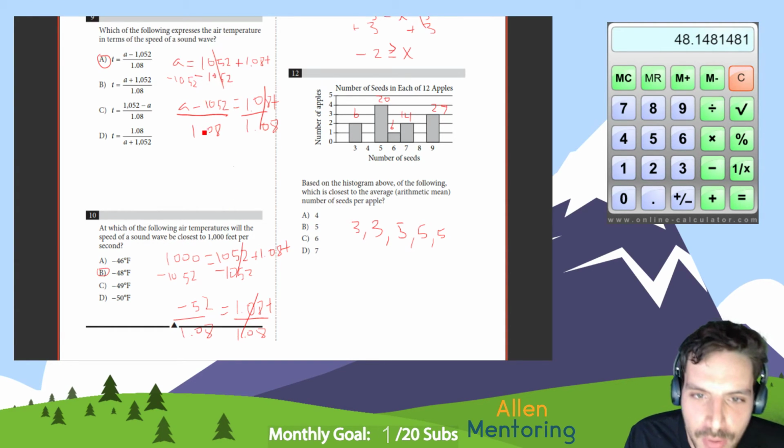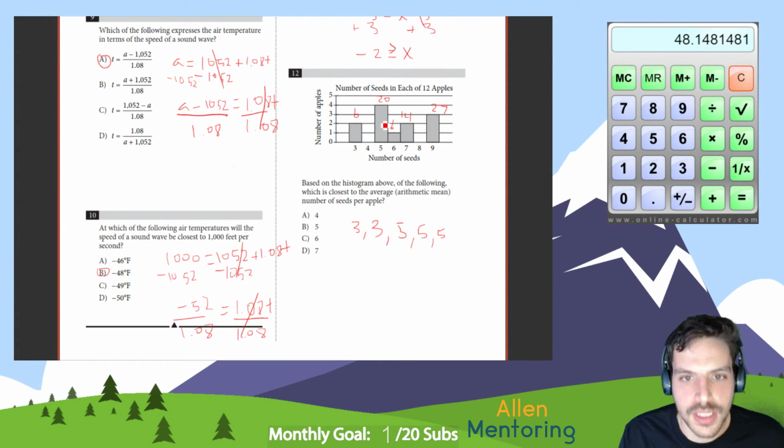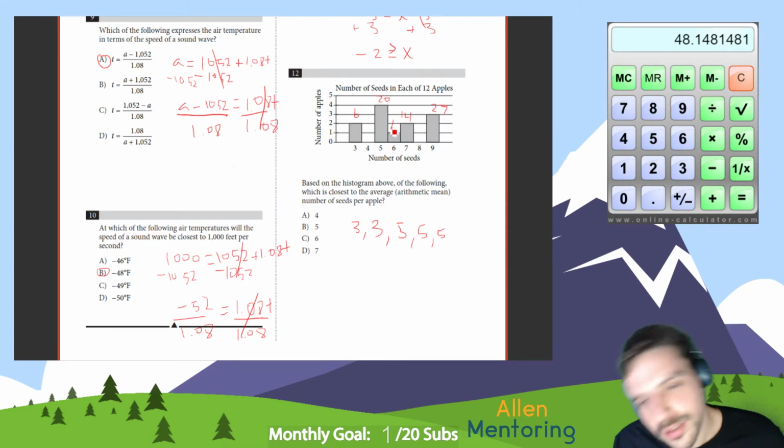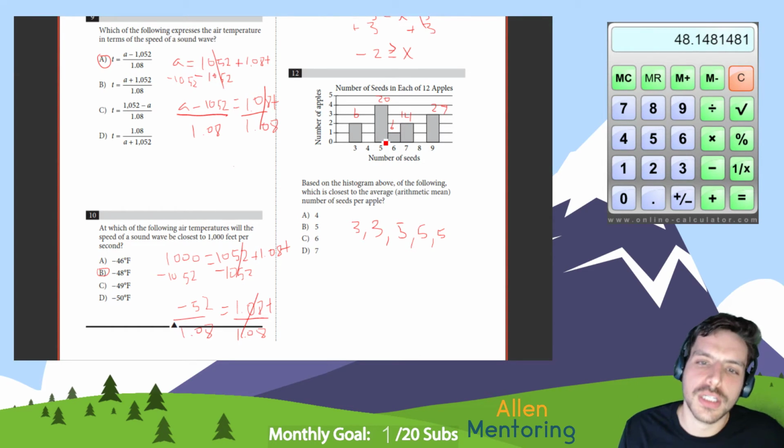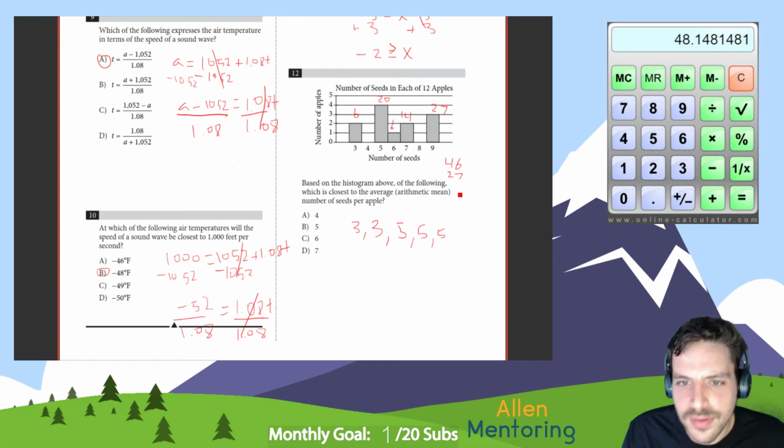So let's just add up all these numbers. So 6 plus 20 is 26, plus 6 is 32, plus 14 is 46, and then 46 plus 27, all right, it's getting a little late. I might mess this one up. I believe it's 73, okay?